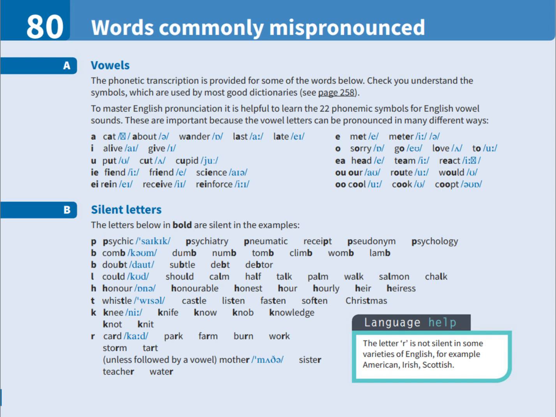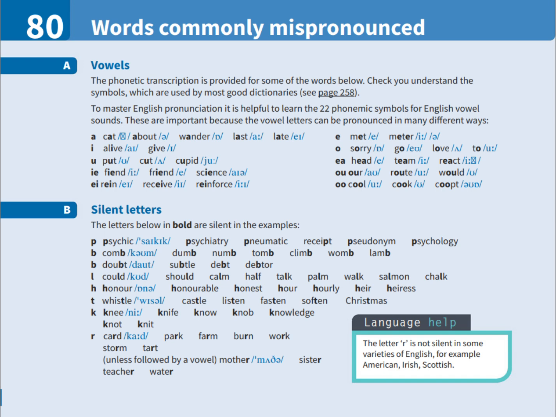In many varieties of British English, the letter R is silent when it comes after a vowel and is not followed by another vowel. Examples include card, park, farm, burn, work, storm, and tart. However, the R is heard when the next sound begins with a vowel, as in phrases involving words such as mother, sister, teacher, and water.